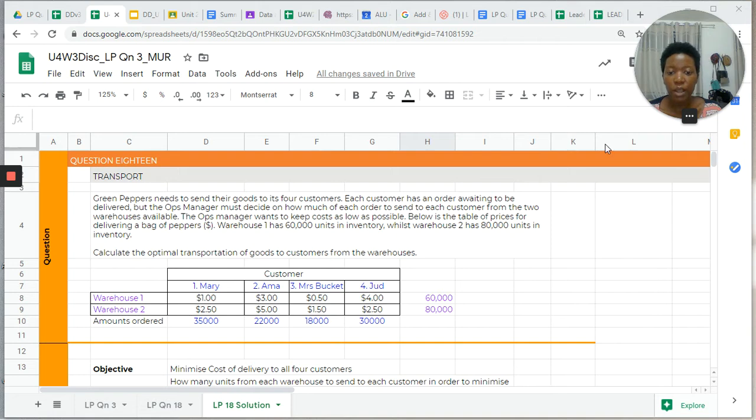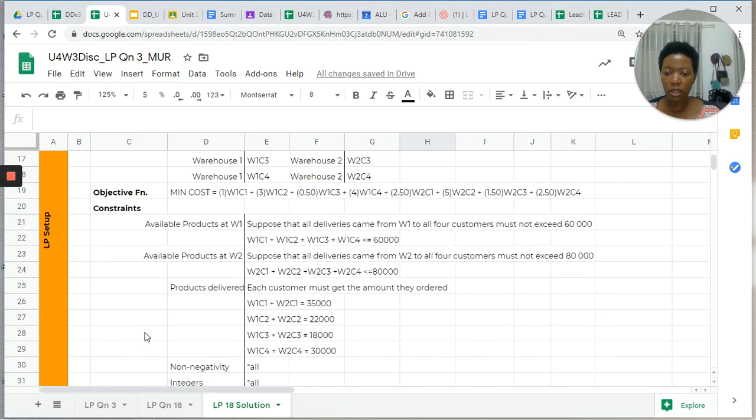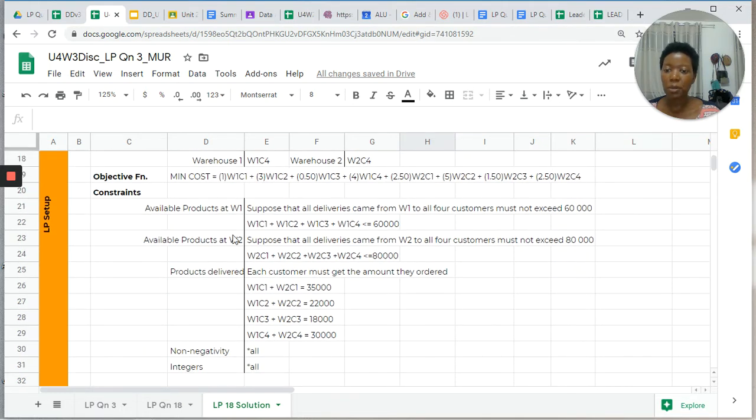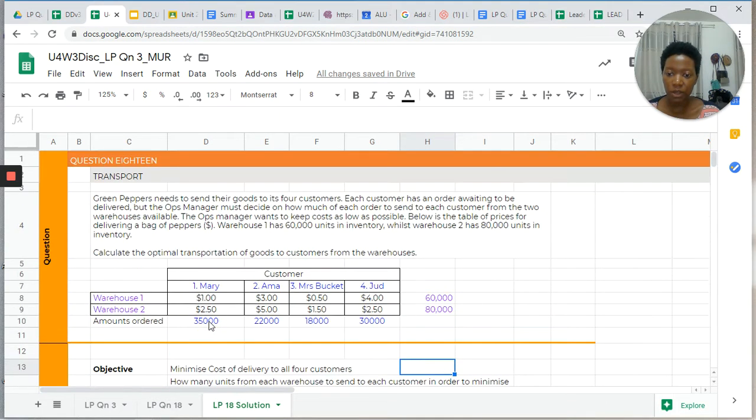In a previous video, I explained how to set up your problem. So define the objective, the decision, and their decision variables, and the objective function, which is to minimize the cost, and the constraints to adhere to how much we have available from each warehouse and to adhere to how much each customer has ordered. You can watch that video for details on how we did that.